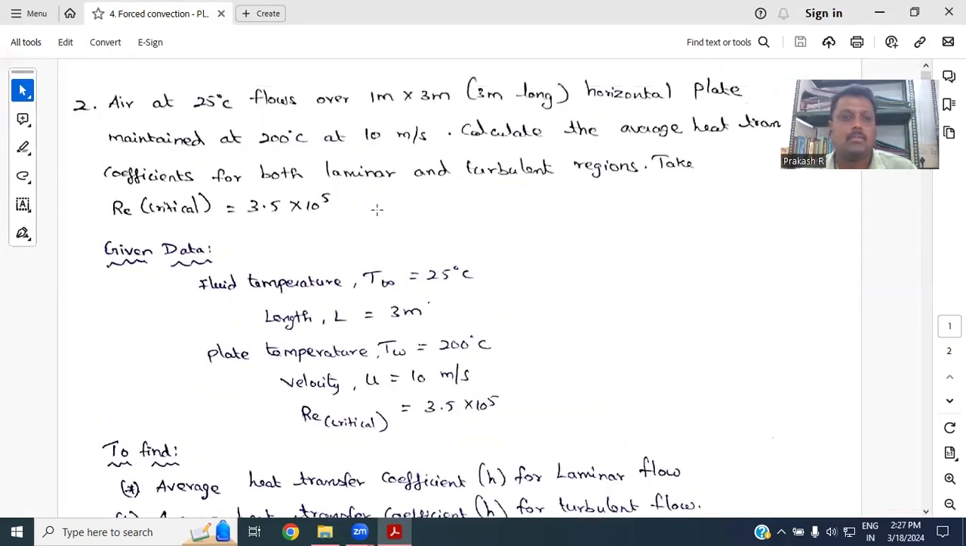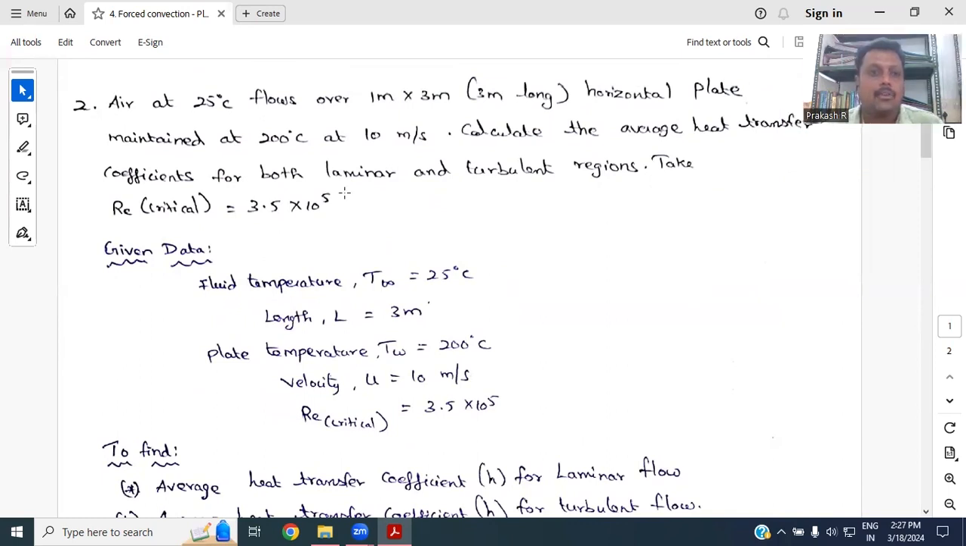So this is the problem. Air at 25 degrees Celsius flows over a plate of 1 meter and 3 meter, in which the 3 meter is the length of a horizontal plate maintained at 200 degrees Celsius, at 10 meter per second. Calculate the average heat transfer coefficient for both the laminar and turbulent region. Take the critical Reynolds number value as 3.5 into 10 power 4.